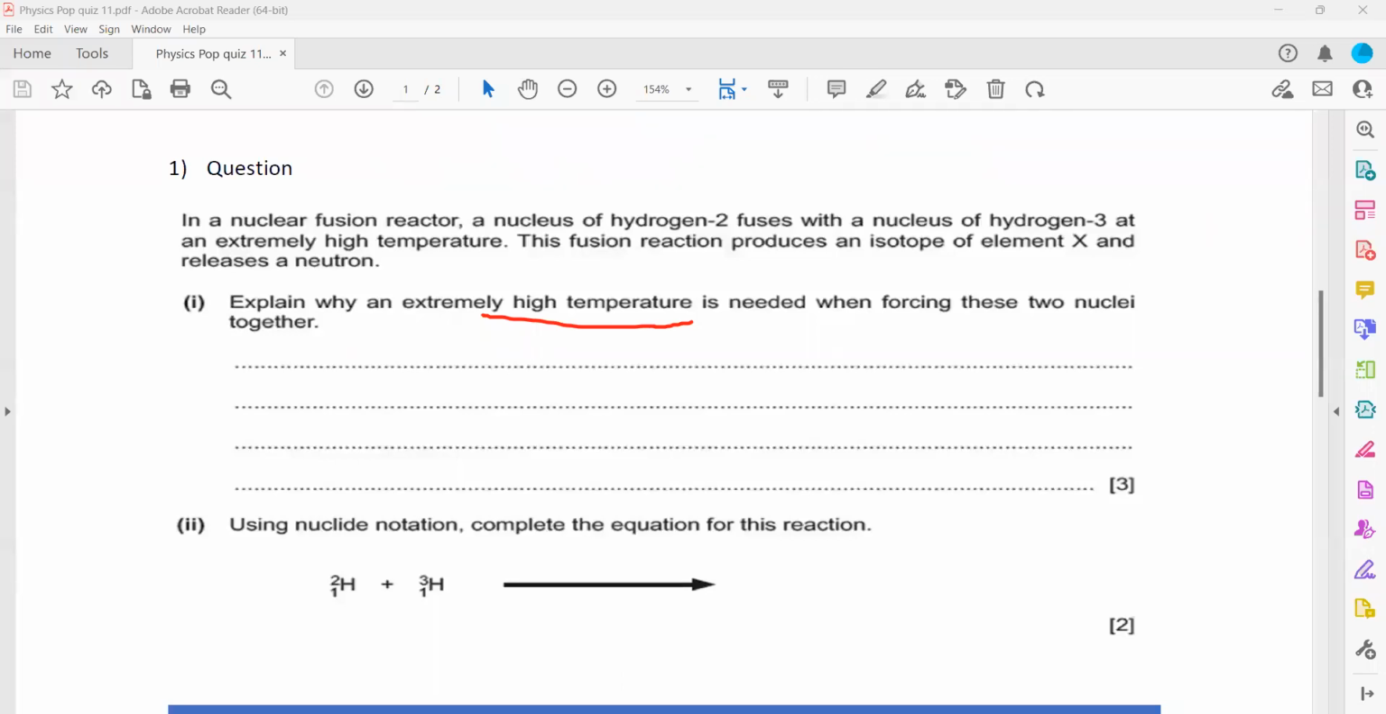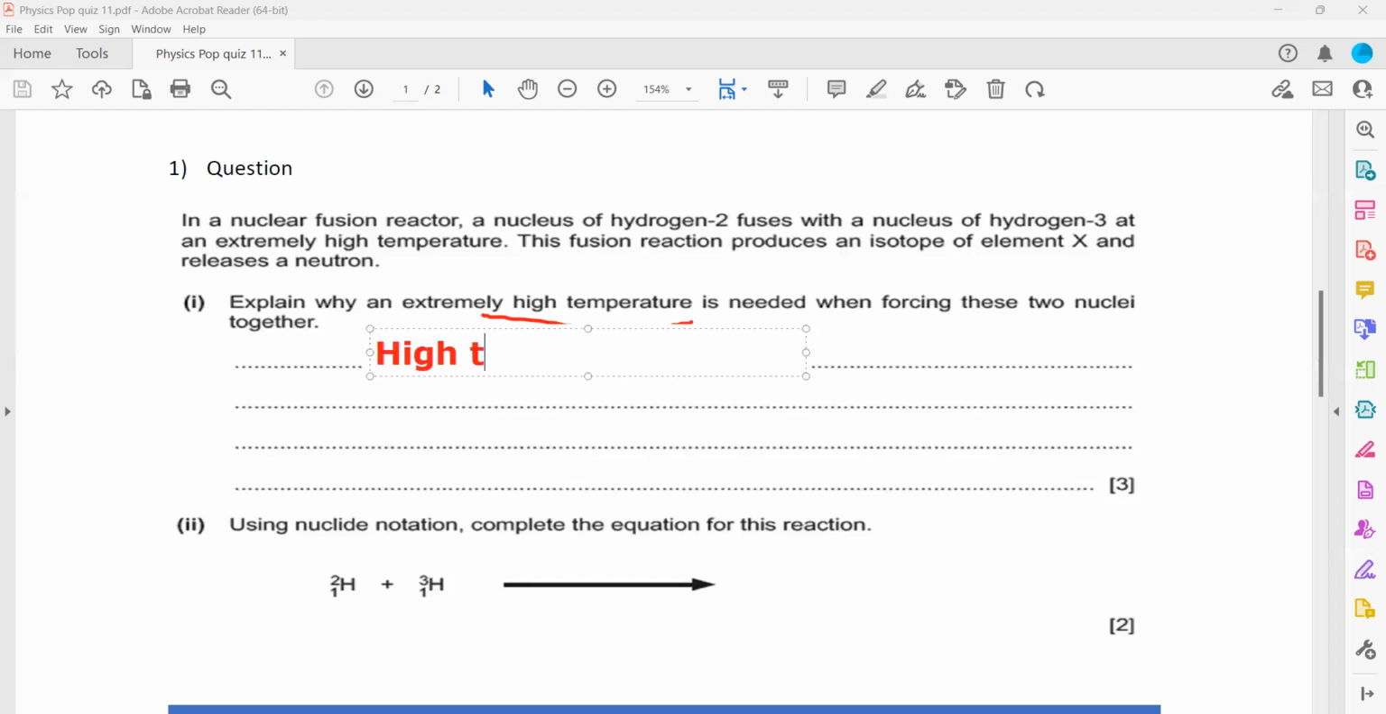Because when the temperature is high, the nuclei will move faster, and as they have identical charges, like charges repel each other. So we have to overcome the repulsion between the two nuclei. That's why we need a high temperature. So you will mention high temperature, they will move faster, so we can overcome the repulsion between the two nuclei as the like charges repel each other.